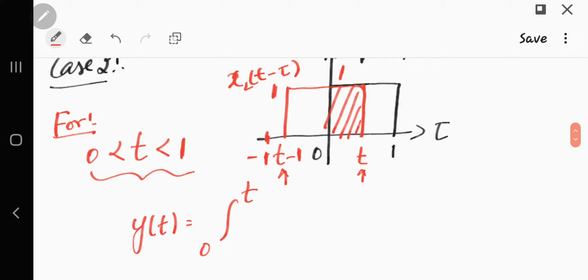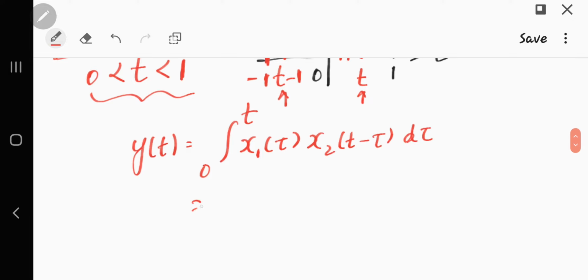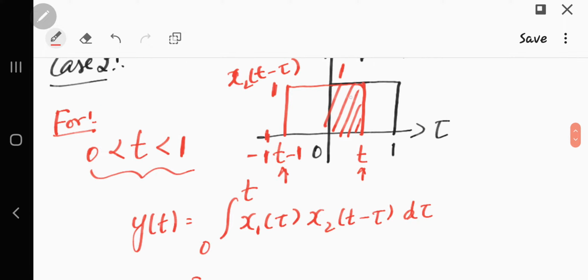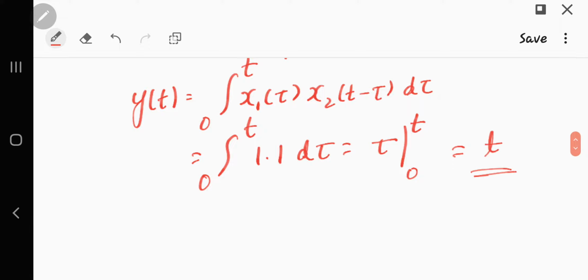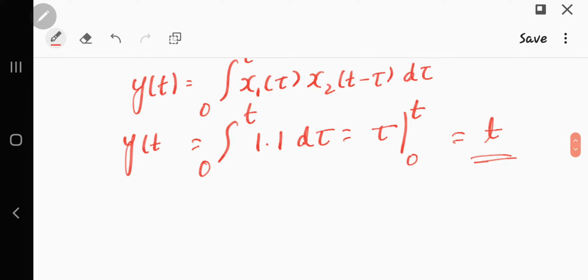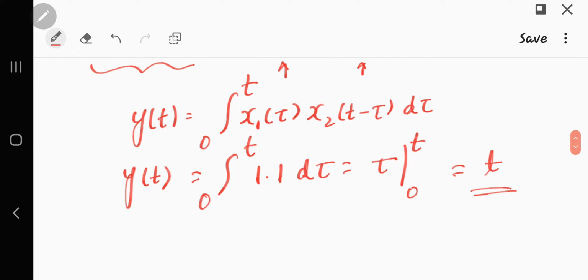This is the overlapping region, and we have to perform integration of these two, x1 of tau convolved with x2 of tau. Now in this particular duration 0 to t, both are having the same amplitude, that is 1 and 1. So you will get tau, limit is 0 and t. If you apply the limit and simplify, you will get the answer as t here. So y of t is equal to t between 0 and 1.